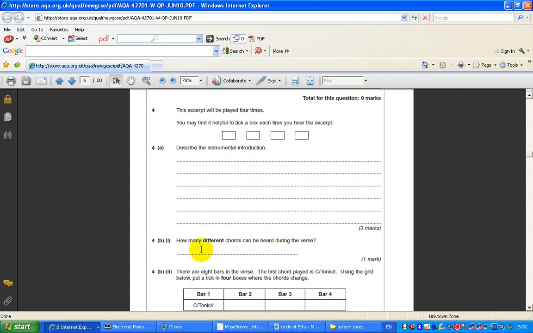Question 4b, how many different chords can be heard during the verse? So 2 things here, different chords, so might be using chords 1 and 5, chords 1, 4 and 5, so you'd be writing 3 there, or you'd be writing 2, and it's only during the verse that we're listening to the chords that are being used, not in the introduction.